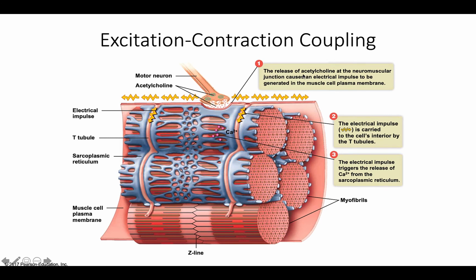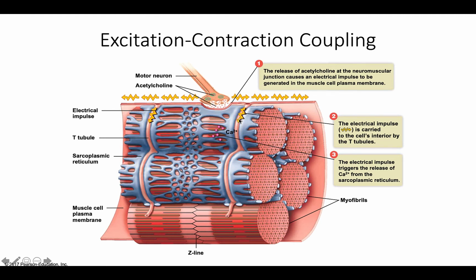See, it says right here, the release of acetylcholine at the neuromuscular junction caused an electrical impulse to be generated in the muscle cell plasma membrane. So acetylcholine was released in there that let sodium go through, and that changed the membrane potential, sending an action potential throughout the sarcolemma of the muscle cell. The electrical impulse then is carried through the cell's interior by T tubules, transverse tubules. That's what T means, transverse. So this would be along the cell, and this would be transverse to the cell.